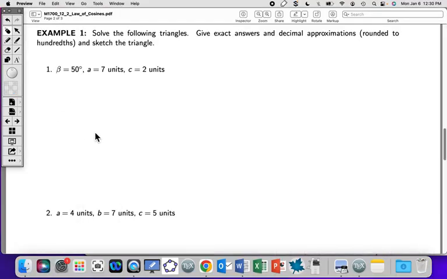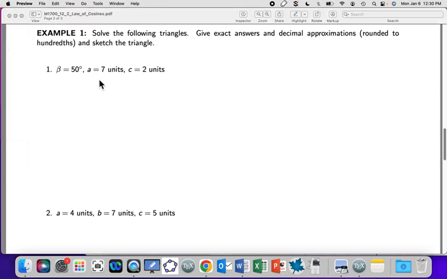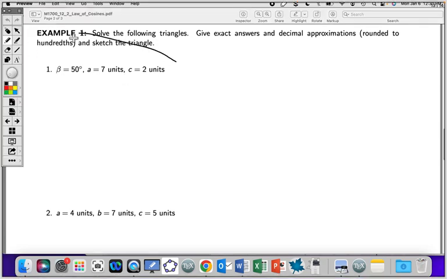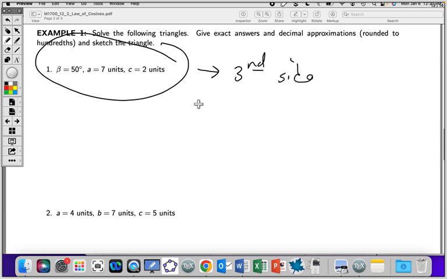So once again, if you're given two sides and the included angle, you can get the third side and do law of sines to get the smaller angle.